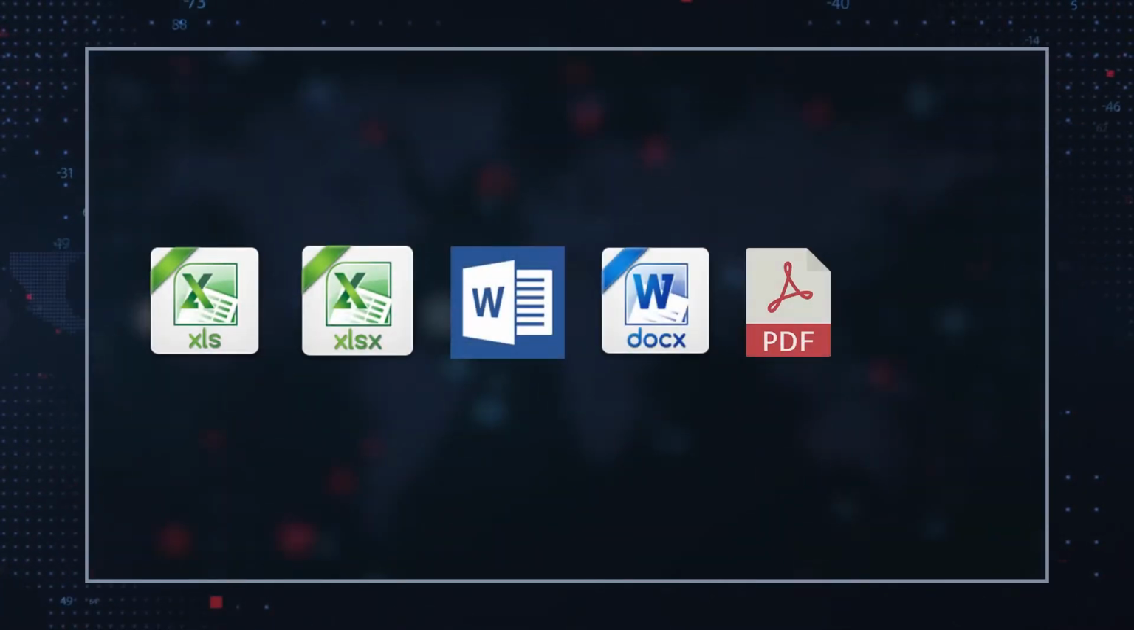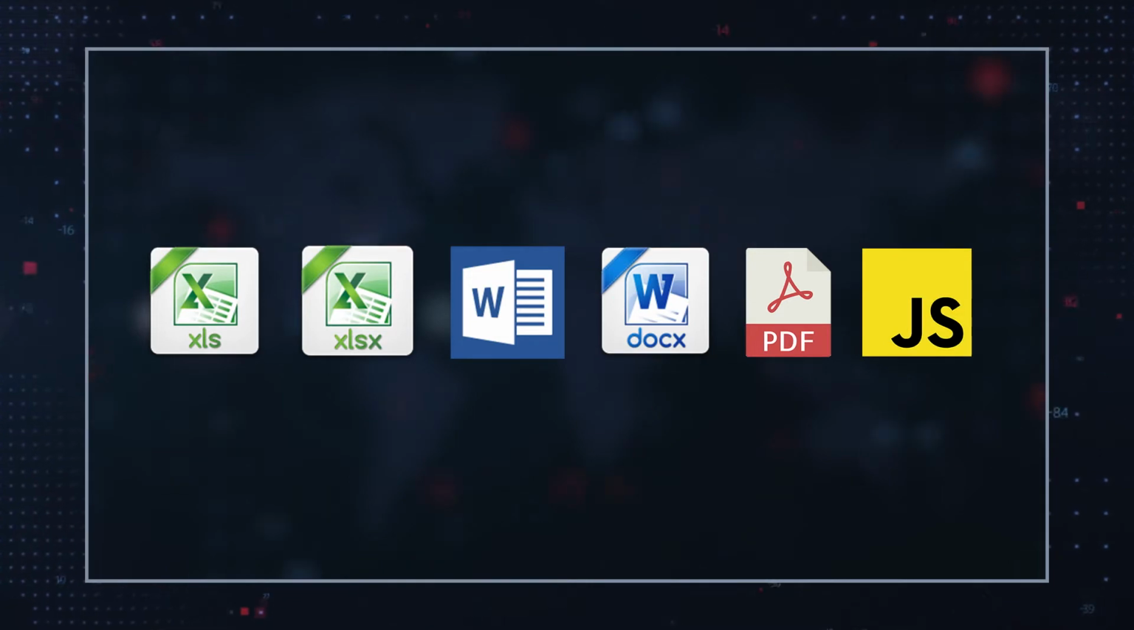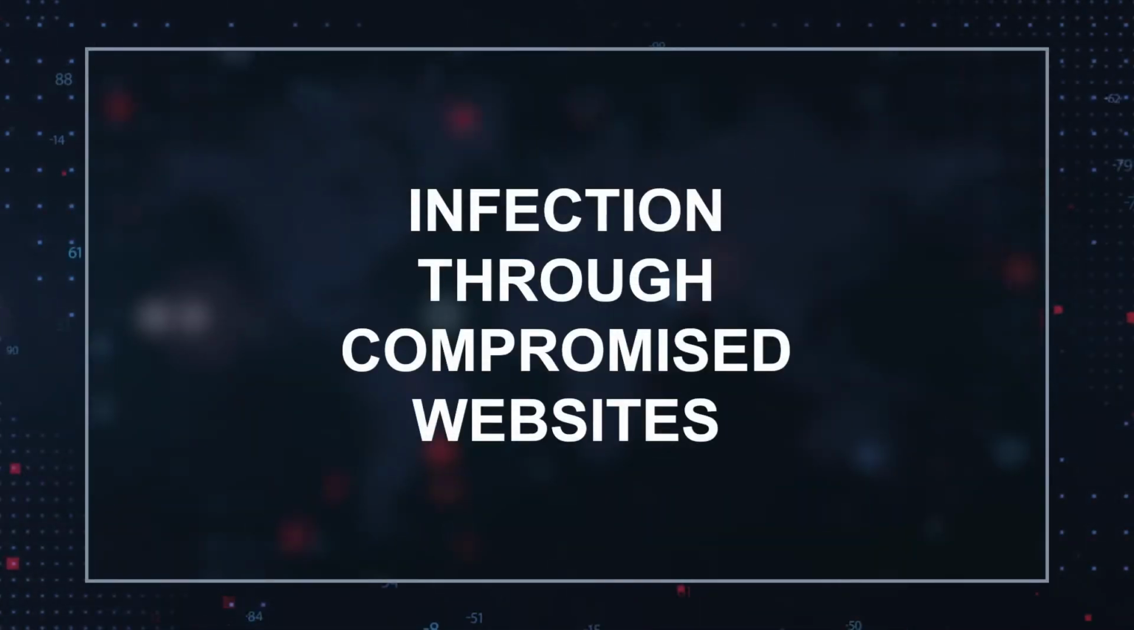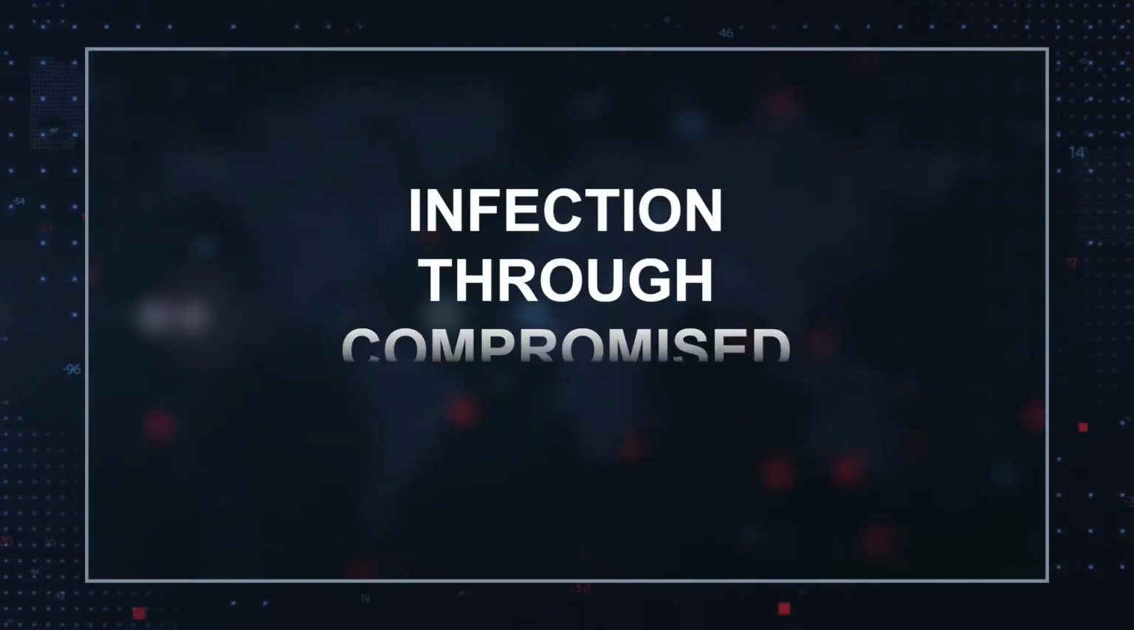Files can take the form of standard formats like Microsoft Office files, PDFs, or JavaScript. Clicking on these malicious files or enabling macros will allow the file to execute, starting the process of encrypting data on the victim's computer.